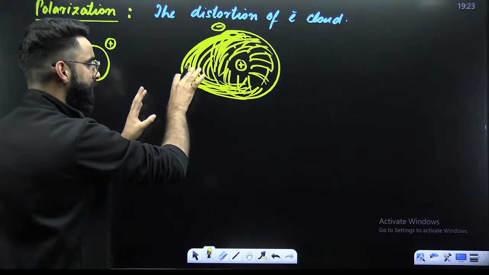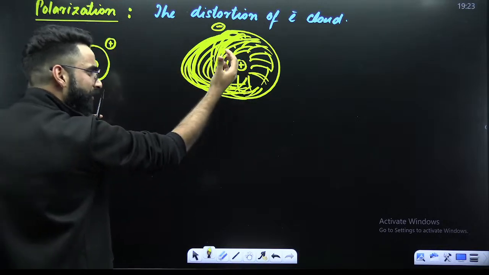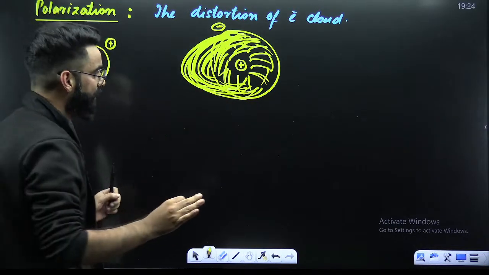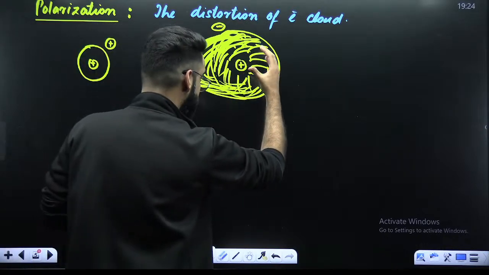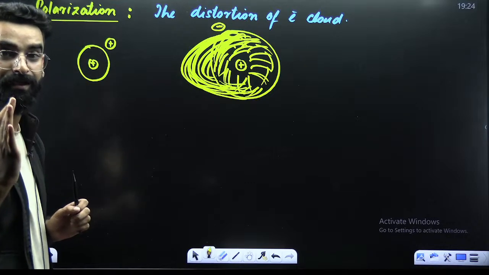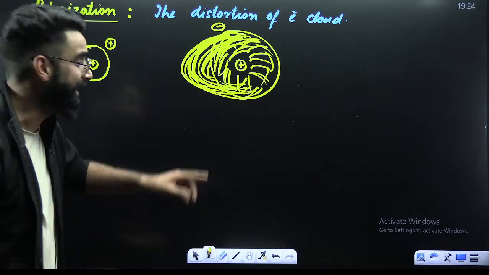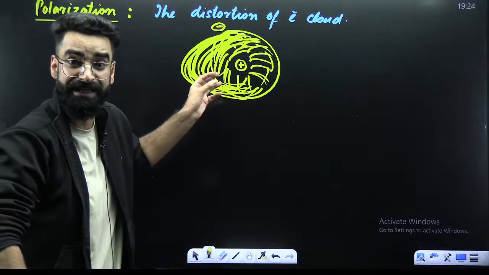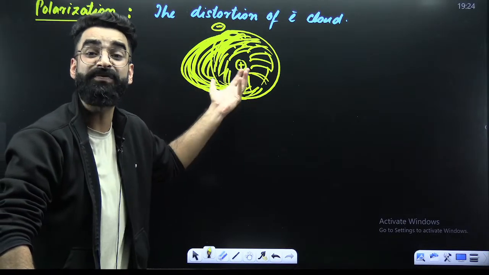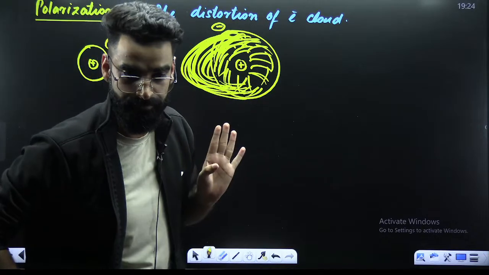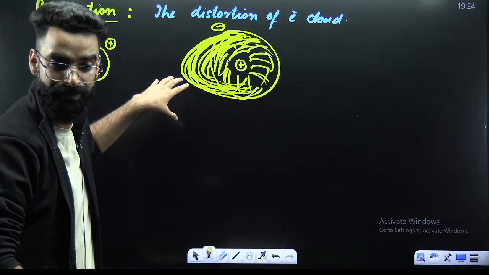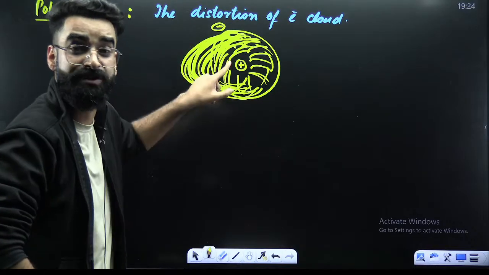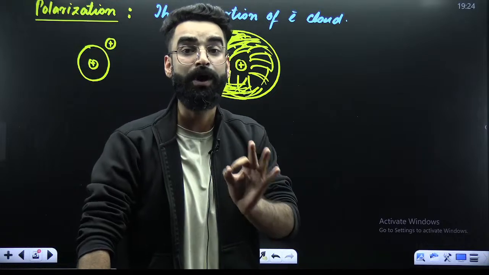When the cation approaches the anion, this cation is going to attract the electron cloud of the anion towards itself, due to which the electron cloud, which was spherically symmetric in the beginning, got shifted in this particular direction. Or in simpler words, when the cation approached, distortion of the electron cloud of the anion took place. This distortion of the electron cloud of the anion, when the cation approached towards it, is something which you call as polarization.